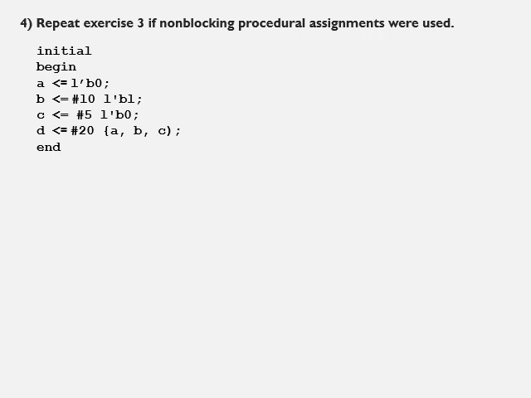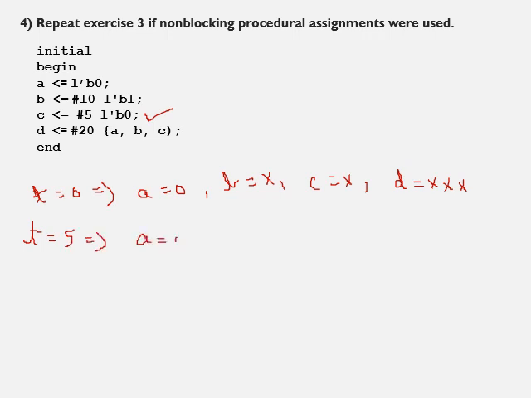So here as per the order, at time t equal to 0, A will be equal to 0, B is unknown, C is unknown and D is also unknown. Next possible time is t equal to 5: A will be 0, B will still be unknown because B will be assigned after 10 time units, C is 0 and D is unknown.